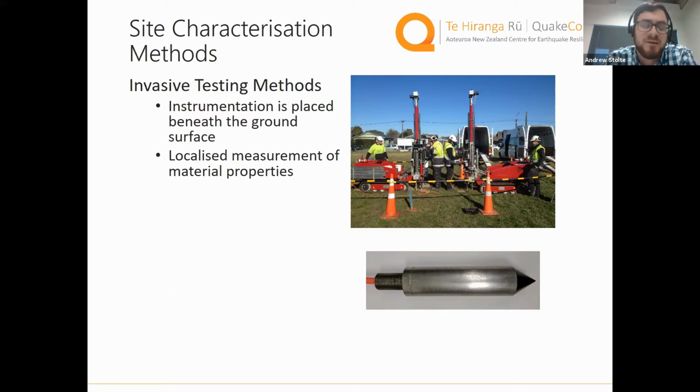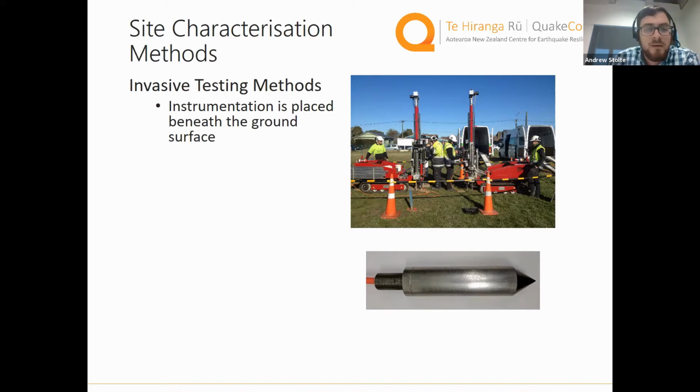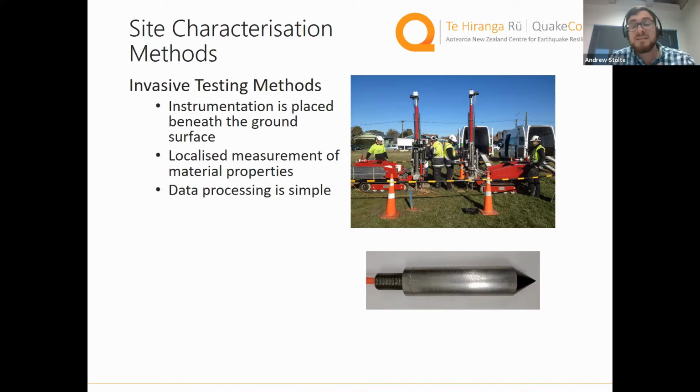We're looking at the properties near a borehole or near a conical probe. One thing that's nice about these methods is the data processing is relatively simple. The disadvantage is that the tests are actually quite expensive. If you want to have a very deep borehole to characterize a sedimentary basin, you might be looking at something 1 kilometer deep. And that's just something that generally doesn't happen for geotechnical engineering purposes.